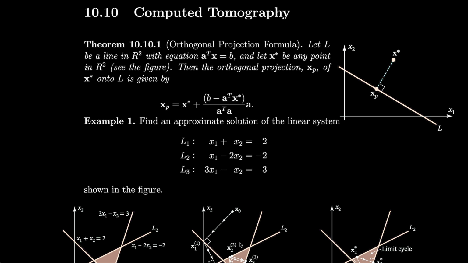Section 10.10, Computed Tomography. We'll start with an orthogonal projection formula to help us find approximate solutions to overdetermined systems of linear equations. Let L be a line in R2 with equation a transpose x equals b, and let x star be any point in R2. So x star is just anywhere. Then the orthogonal projection xp of x star onto L, so we'll project and we'll end up with xp on L, is given by x star plus (b minus a transpose x star) over (a transpose a) times a.